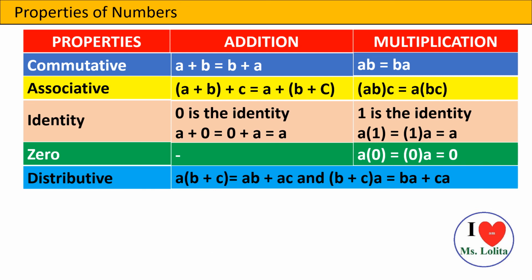In the distributive property of addition and multiplication, we're just going to distribute the number in the expression inside the parentheses. As in A multiplied with the open parenthesis B plus C, close parenthesis, it will be equal to AB plus AC. And open parenthesis B plus C, close parenthesis, multiplied with A, it will become BA plus CA.